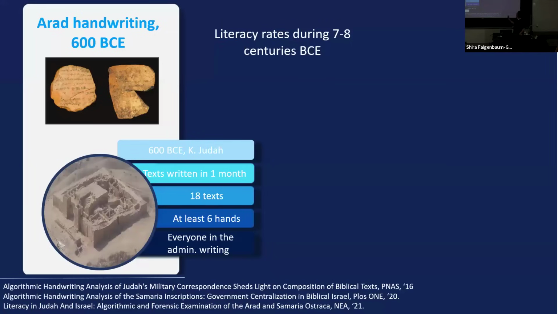So we did it on one corpus of Arad inscriptions from 600 BCE. They are from the Kingdom of Judah. They relate to the last months of this fort that existed in the desert before the destruction by the Babylonians. We examined 18 texts, and we found out after our shape analysis that there were at least 6 writers, and that also all the people in the chain of administrative command were literate enough based on textual evidence.